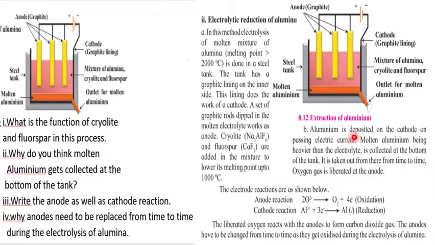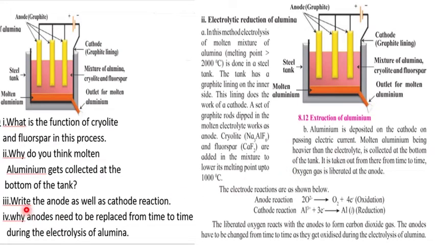Now, why do you think molten aluminium gets collected at the bottom of the tank? Here, the aluminium is deposited on the cathode on passing electric current. Molten aluminium, being heavier than the electrolyte, is collected at the bottom of the tank and is taken out from there from time to time.